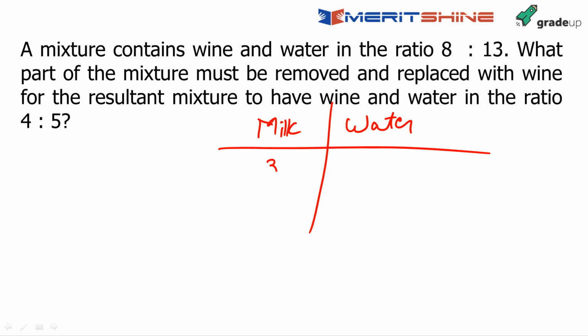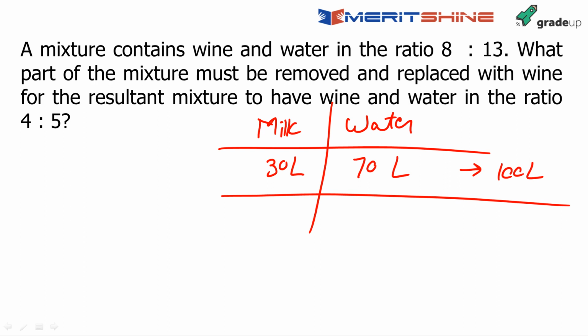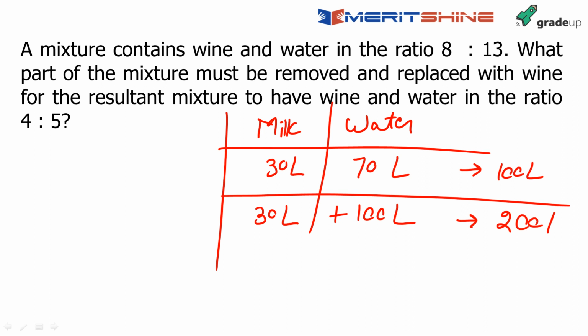So let's say this is 30 liters of milk and 70 liters of water. Assume that. So this gives you a total of 100 liters. So this is the initial scenario. Fine. Let's say you add 100 liters of water to it. Fine. And the milk remains the same. So this becomes 200 liters.